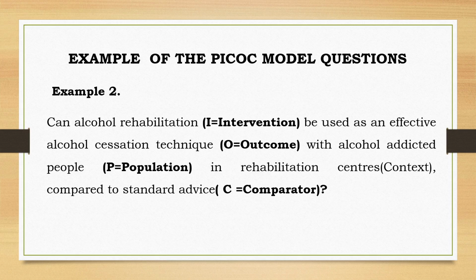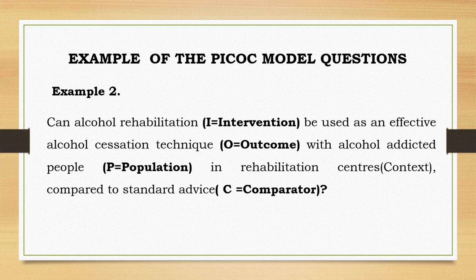The second example is about rehabilitation. The question says, can alcohol rehabilitation be used as an effective alcohol cessation technique with alcohol addicted people in rehabilitation centers compared to standard advice? Here, when you look at the elements of the PICOC, these elements did not actually appear here as they align themselves in the abbreviation PICOC.